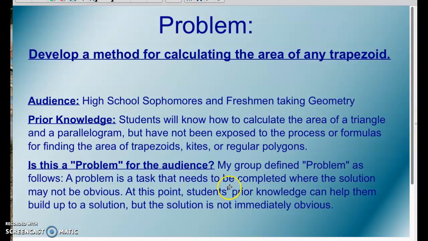So this would be considered a problem for this audience. My group defined a problem as follows: a problem is a task that needs to be completed where the solution may not be obvious. Because they haven't calculated the area of a trapezoid before, their prior knowledge can help them get to the area, but it's not going to be an obvious solution to them. So this would be an adequate problem for sophomores in high school.